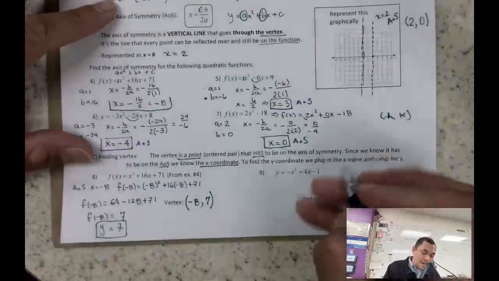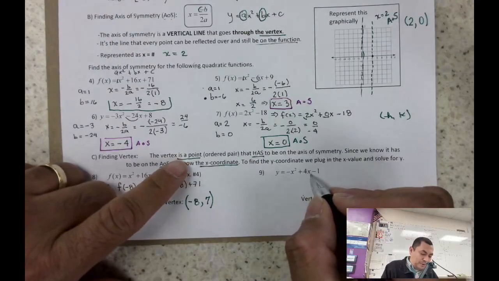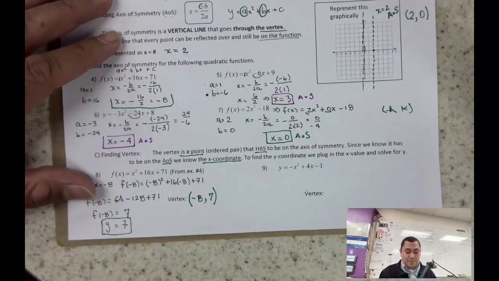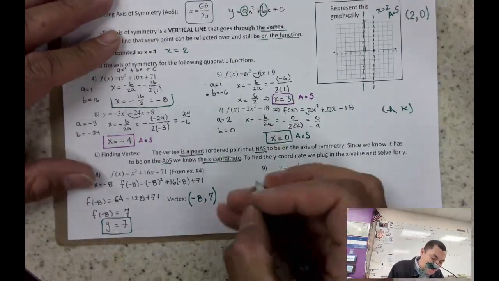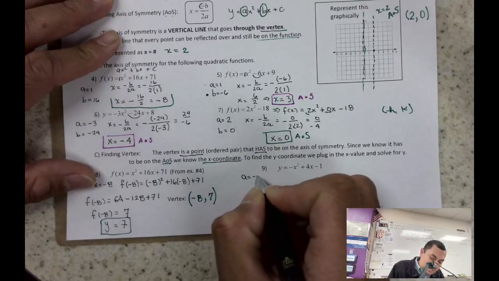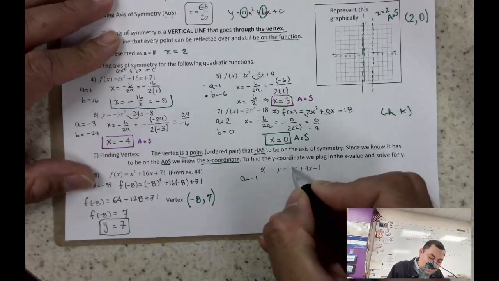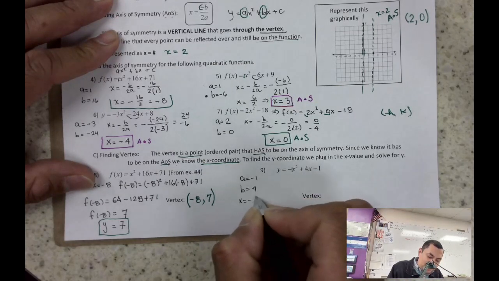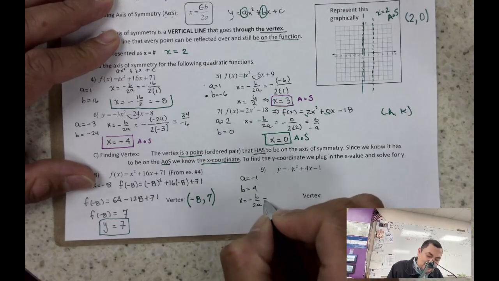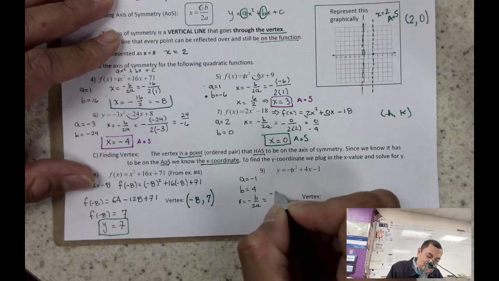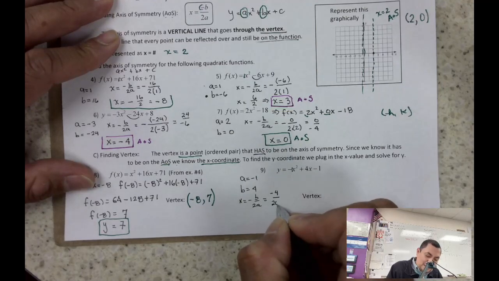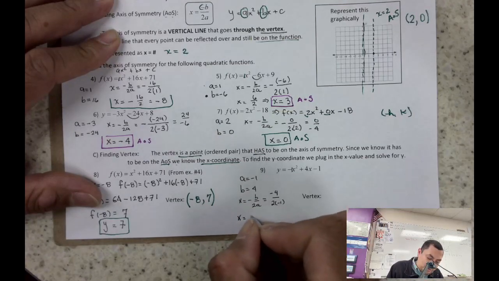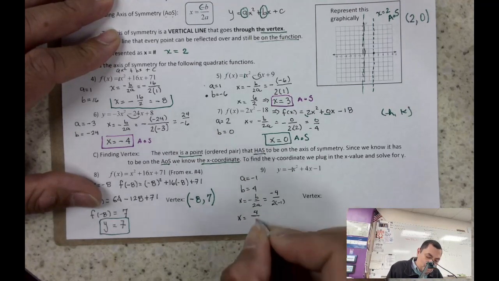Let's do one more here. I have -x squared plus 4x minus 1. We need to find the axis of symmetry. The axis of symmetry is not given in this function. So I have a is equal to -1. See this negative? -1. b is equal to 4. So x is equal to -b over 2a. This is equal to -b, which is -4, over 2 times -1. Negative and negative is positive. So we have that x is equal to positive 4 over 2.